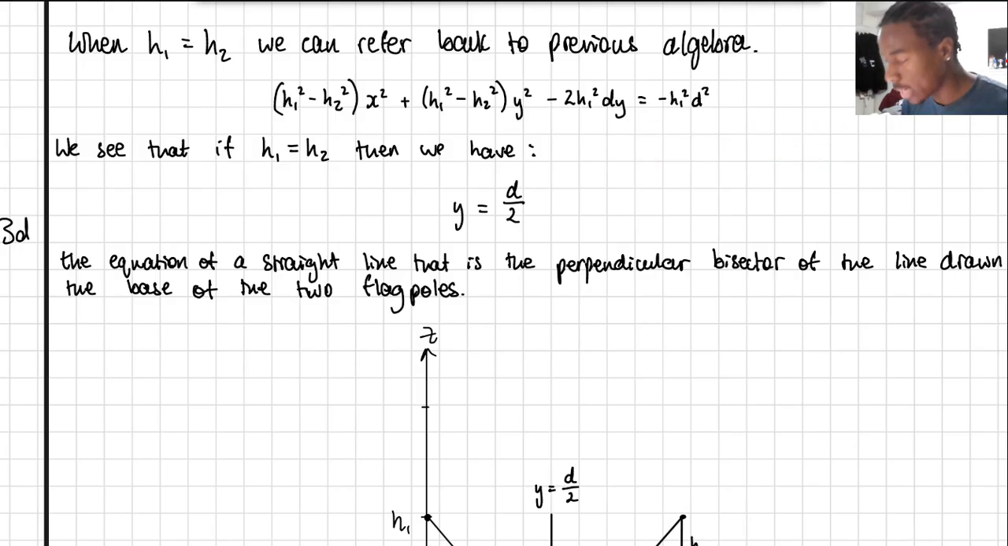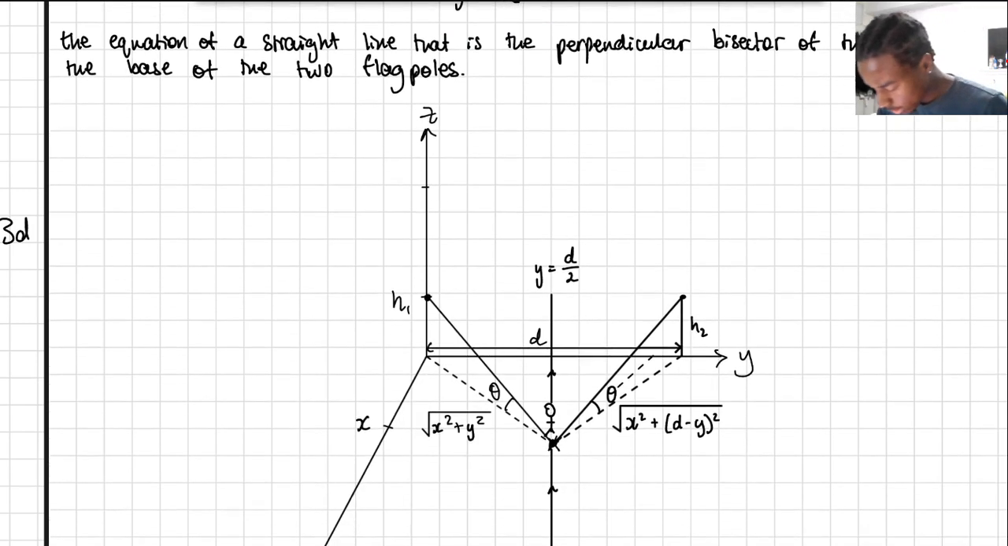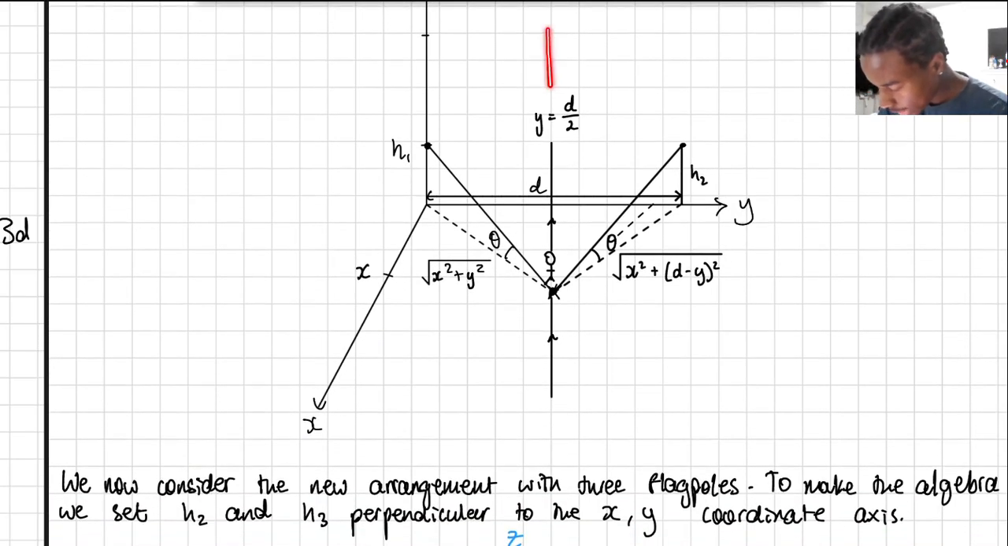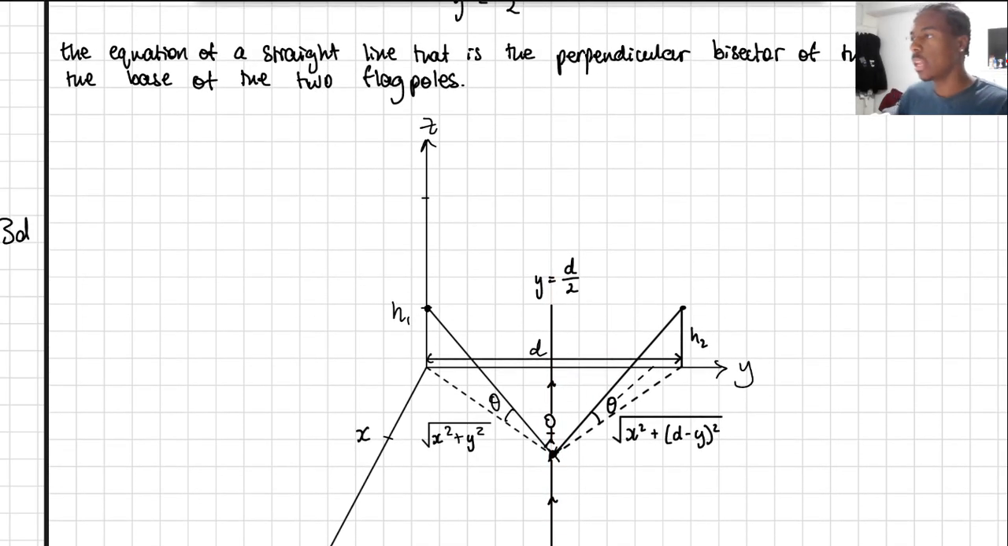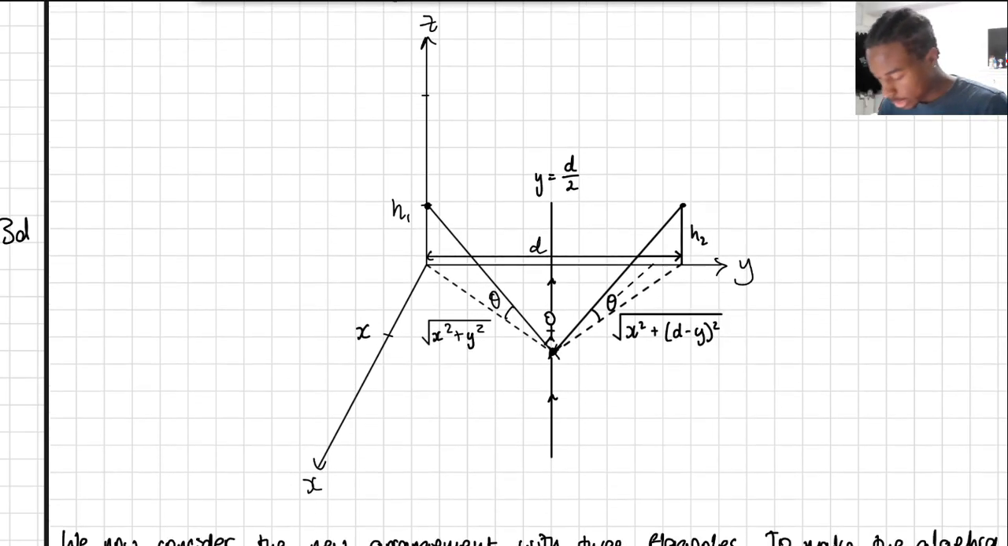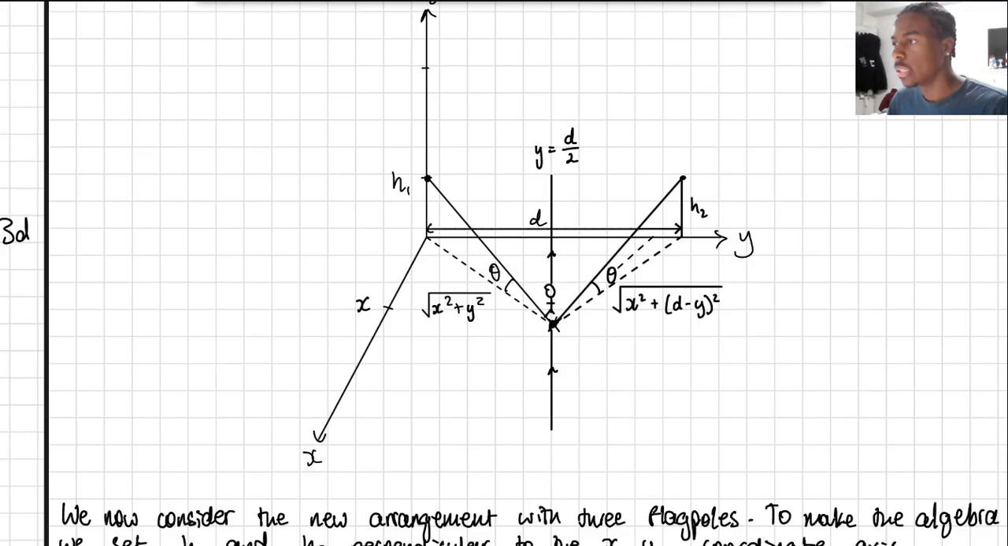I can divide by minus 2. So I have h1 squared dy is equal to h1 squared d squared. And I can divide by d, and I can divide by h1 squared. And that gives me y equals d over 2. Now that's interesting, because that is simply a straight line that is the perpendicular bisector of the line between the flagpole of height h1 and the flagpole of height h2. And that can be seen here by this lovely diagram.